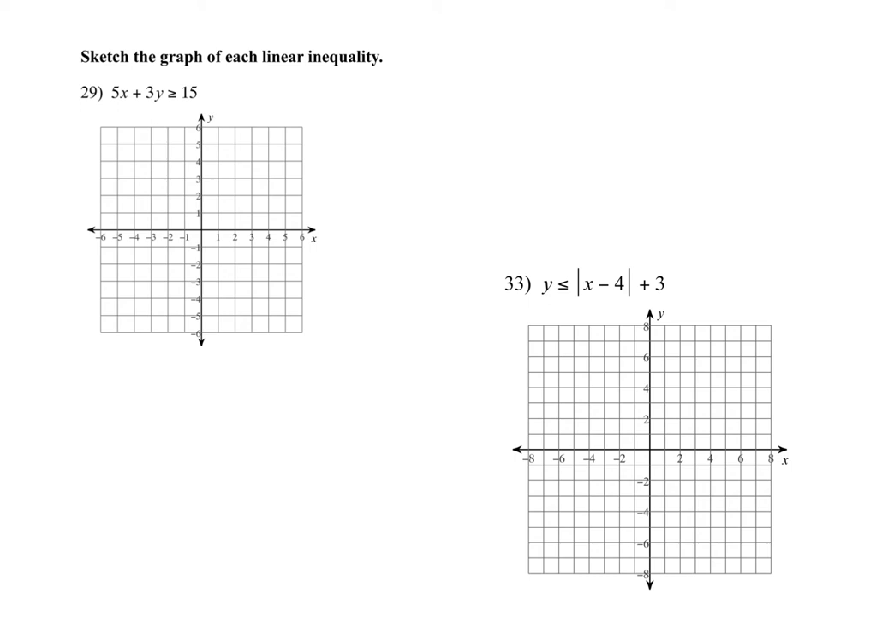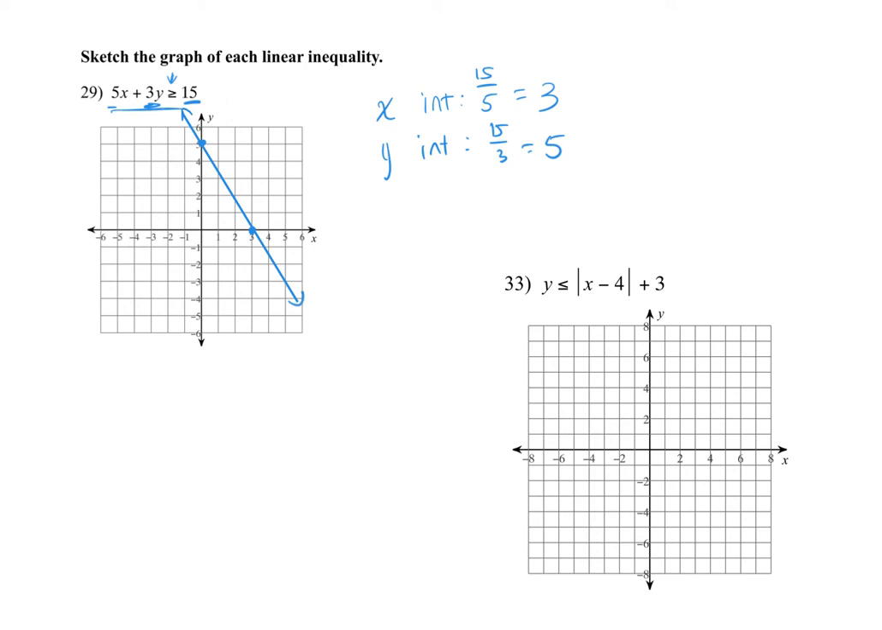So for this first one, you can graph this using the intercepts. My x-intercept is going to be that 15 divided by the number in front of my x. So that's going to be positive 3 on the x-axis. My y-intercept is going to be that 15 divided by the number in front of my y. So that's going to be positive 5 on the y-axis. Now I just need to decide if this is dashed or solid. If I look at this, it's greater than or equal to, which means it's going to be a solid line. And so I'm going to draw a solid line between those.